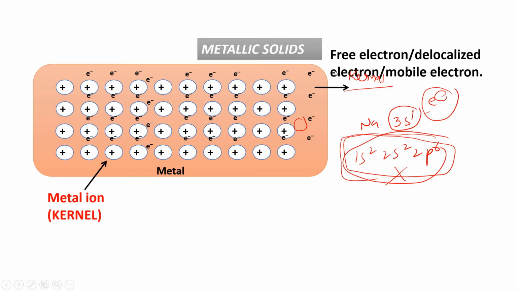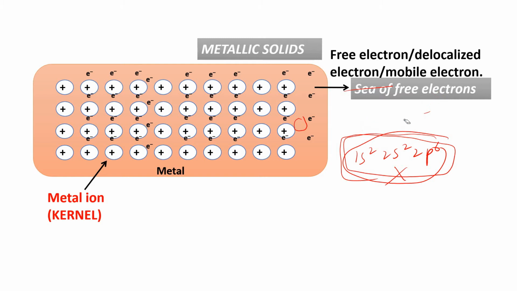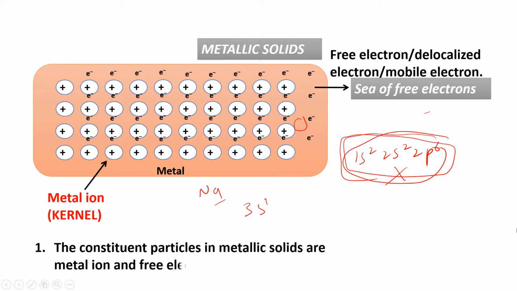Now let me observe here what happened. Free electrons are delocalizing like this. The free electrons, or mobile electrons, are delocalizing like this here. We can also call this a sea of free electrons. All these electrons are the 3s1 electrons of sodium. For example, if you take this as sodium metal, all the electrons belong to what? 3s1. Now there are plenty of electrons, so we can call this a sea of free electrons. The constituent particles in metallic solids are metal ions and free electrons.